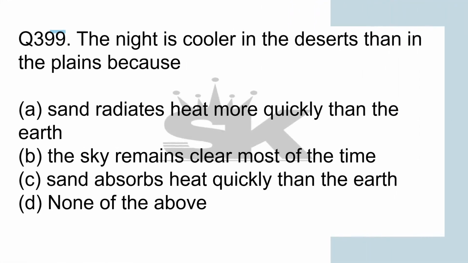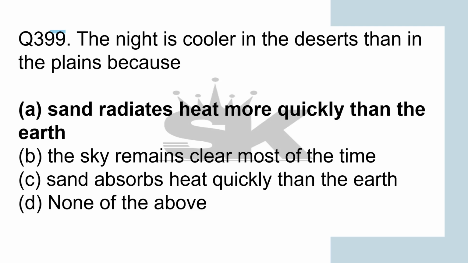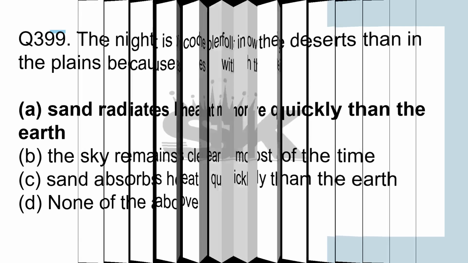The night is cooler in the desert than in the plain because... nights are cooler in the deserts than in the plains because sand radiates heat more quickly than the earth. Because deserts have such little water vapor in the air, it makes it harder to trap heat. At night, the sun no longer heats the desert, and the heat from the day doesn't stay trapped. So the answer is sand radiates heat more quickly than the earth.